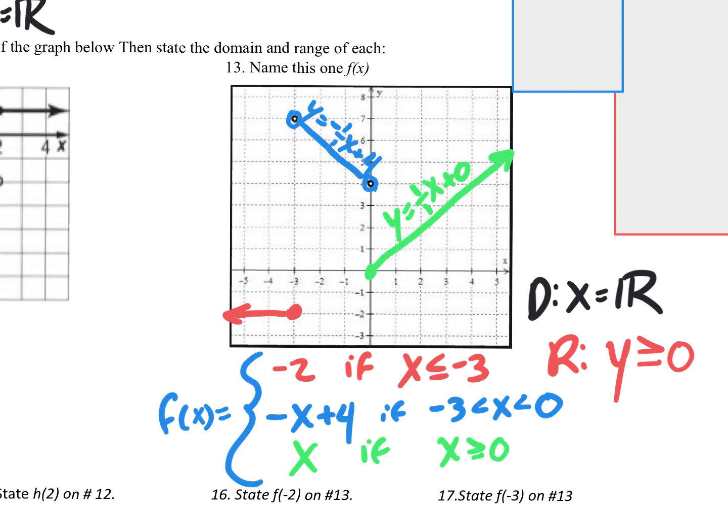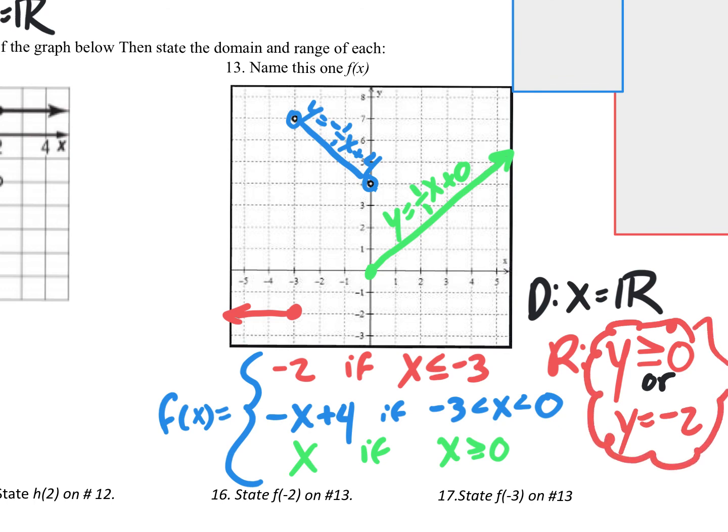So you do want to say y is greater than or equal to 0 because from here up, yes, it's representing all that. But in addition to y is greater than or equal to 0, you also want to say, or y could also equal -2. So there's your complete correct range. Y is greater than or equal to 0, or y could also be -2. Does that make sense? Okay.